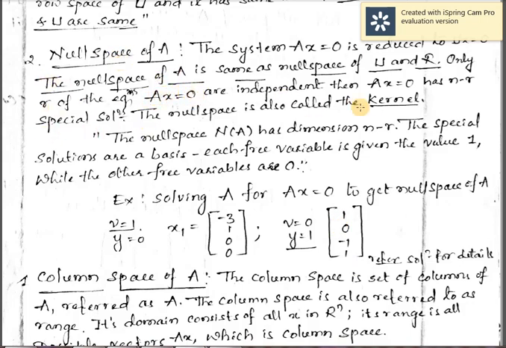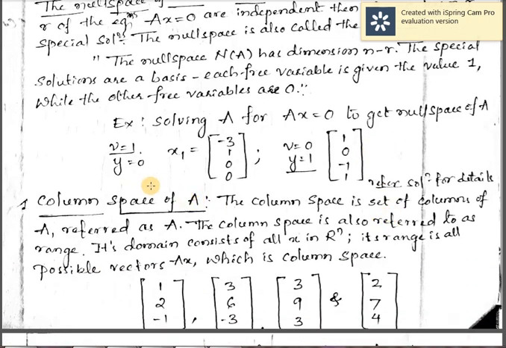Ax is equal to 0. This null matrix is also referred to as the kernel, and the null space has a dimension n minus r. So n is the number of columns, r is the rank of the matrix. Always the dimension of the null space is n minus r. So here for A, n is 4 and r is 2. So the null space is 2. We can have 2 null spaces.